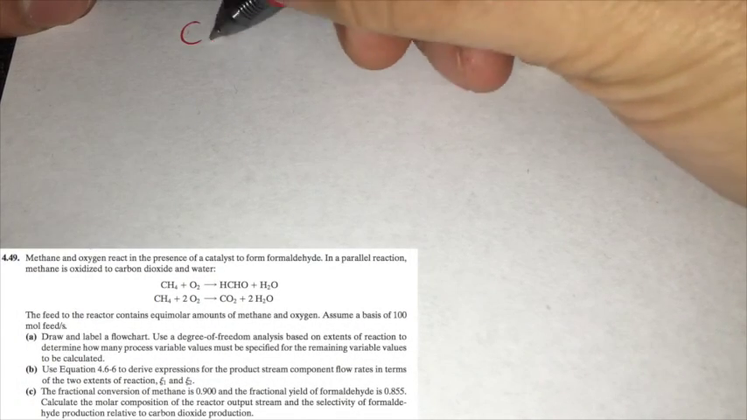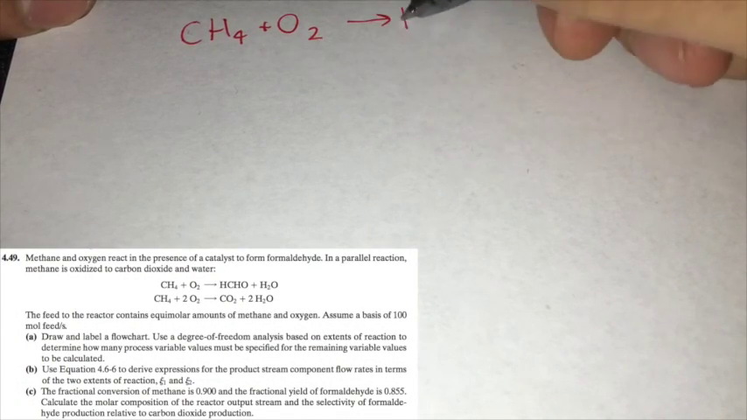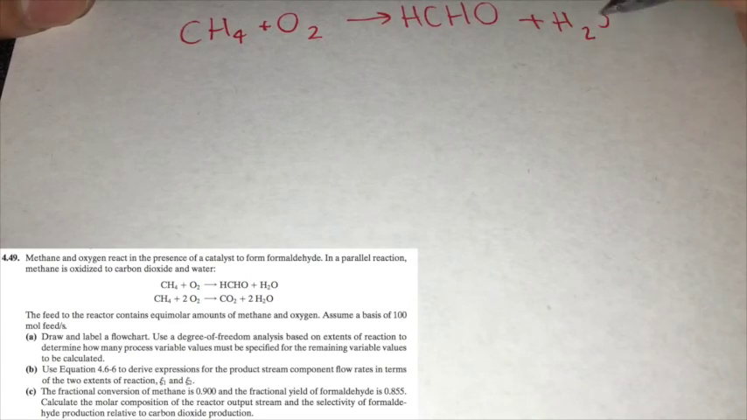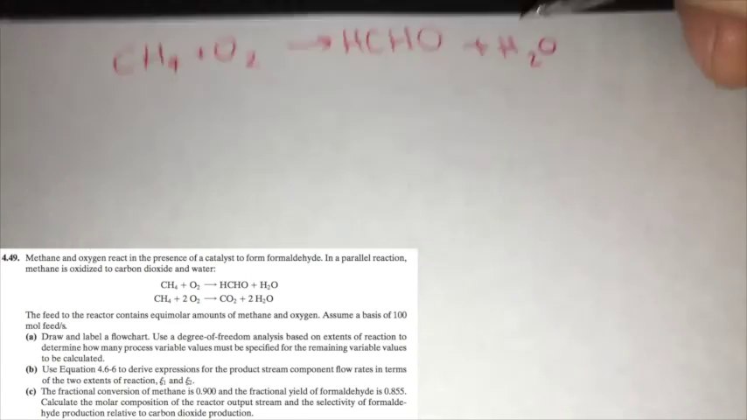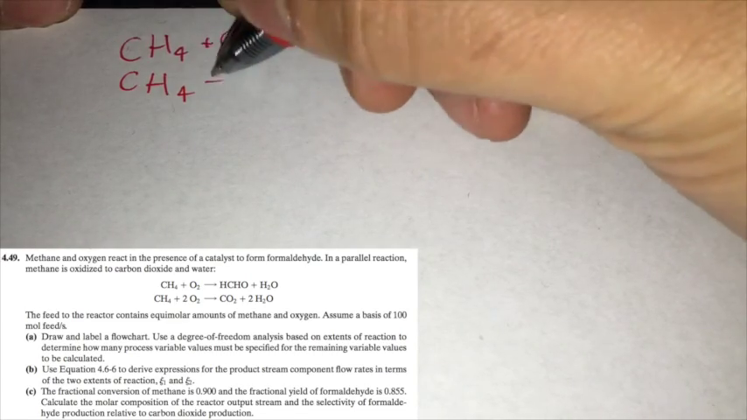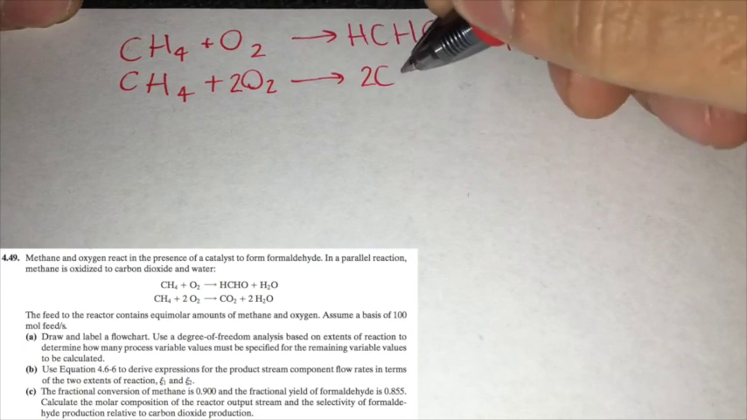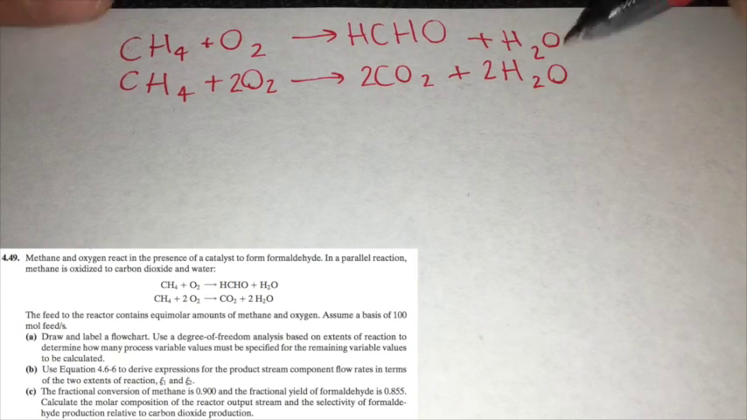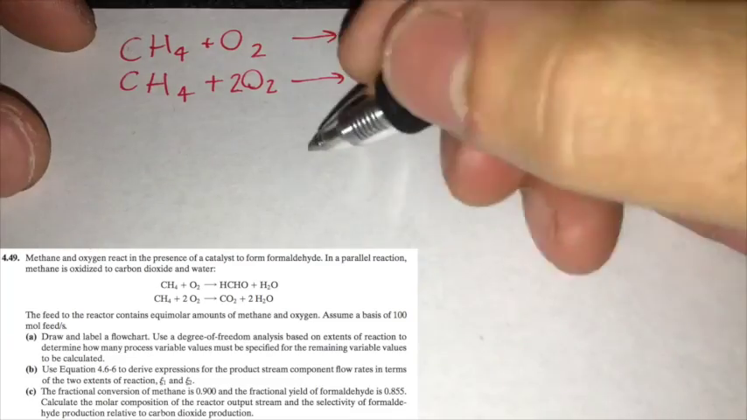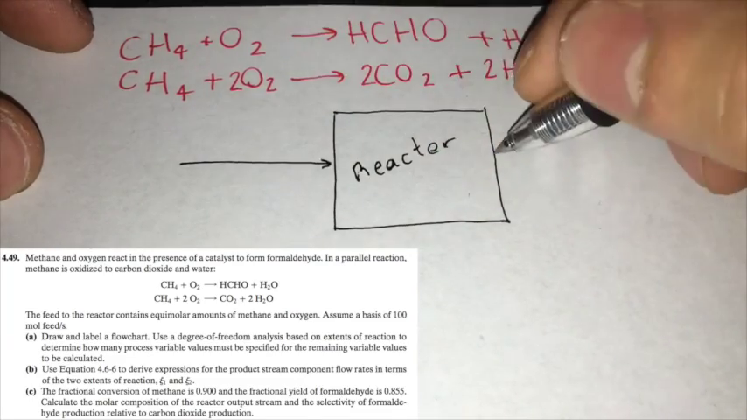Methane and oxygen react in the presence of a catalyst to form formaldehyde. In a parallel reaction, methane is oxidized to carbon dioxide and water. The feed to the reactor contains equimolar amounts of methane and oxygen. Assume a basis of 100 mole feeds per second.